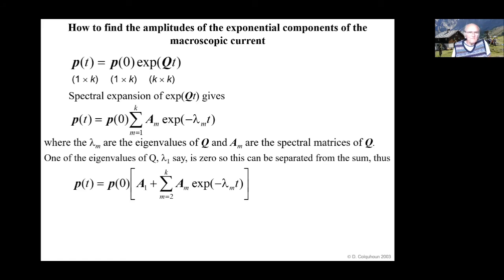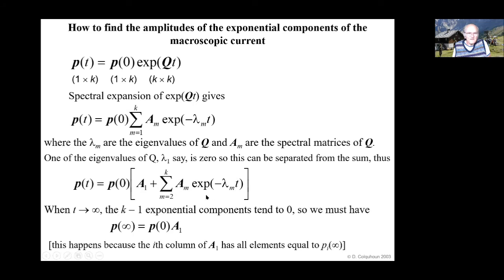But we have pointed out already that one of the eigenvalues of Q is zero, it's singular. So let's separate this from the sum and write P of t as P of naught times the first spectral expansion matrix A1, plus the rest. A1 is the one that corresponds to the zero eigenvalue. And the zero eigenvalue gives you e to the power zero, which is one, so there's no exponential component there. Plus the sum of the K minus one components. This sum now goes from m equals 2 to K, the K minus 1 exponential components, which have non-zero eigenvalues.